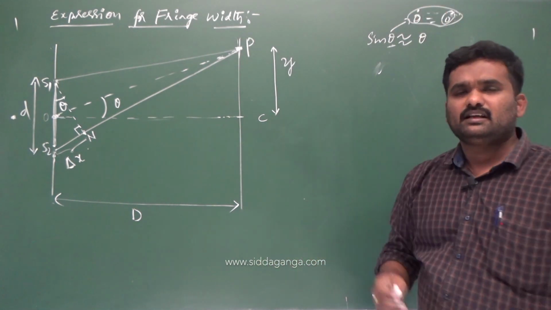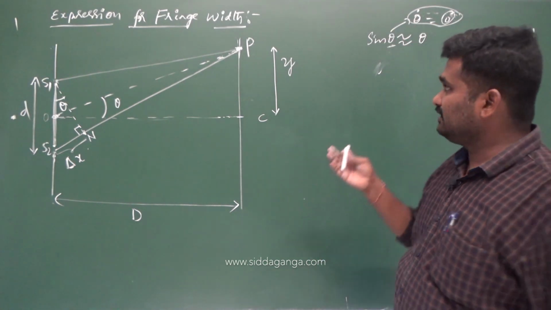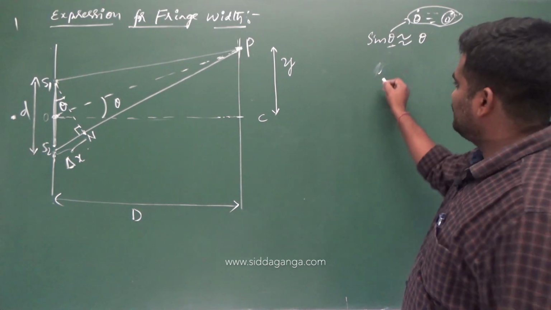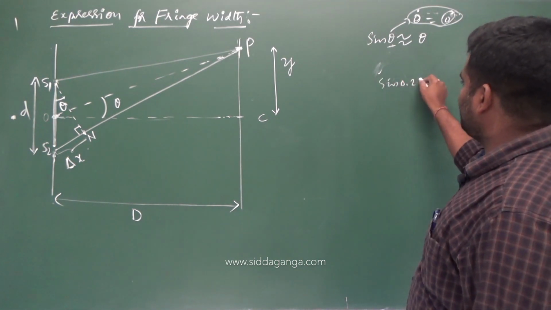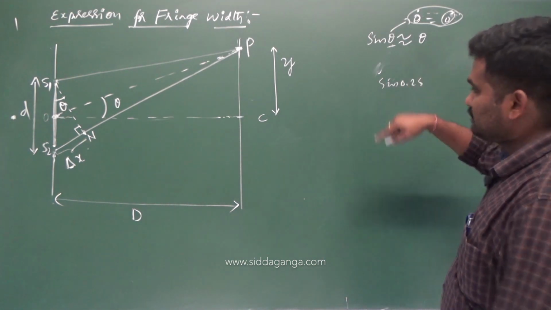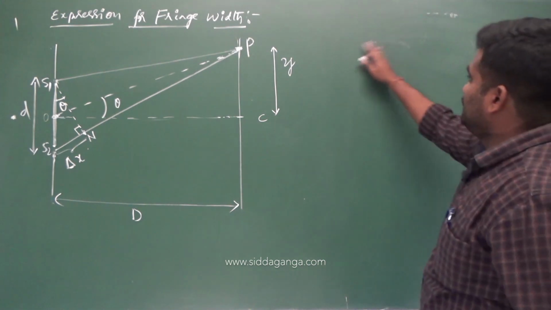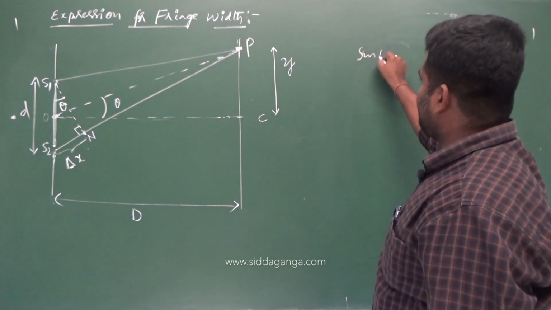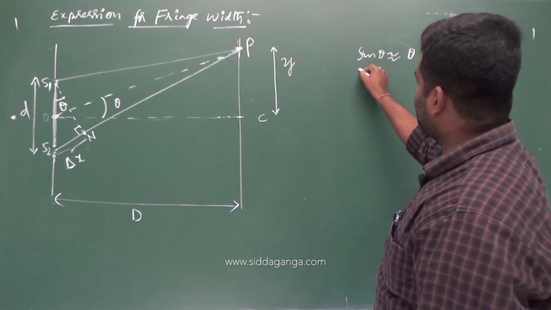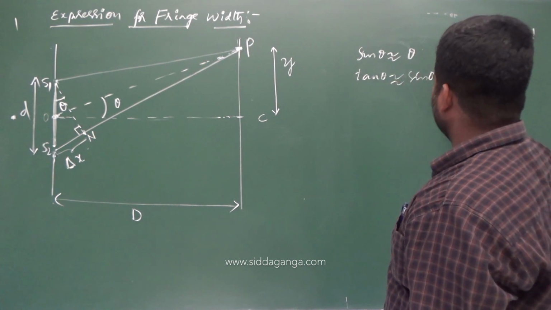For 1 degree, if I take sin 1 degree, it is almost equal to the value in terms of radians. Sin 0.25, you mention 0.25 in terms of radians. So you have to convert the degrees to radians. That's why under paraxial approximations I can say sin theta is almost equal to theta, and tan theta is almost equal to sin theta, which is almost equal to theta.